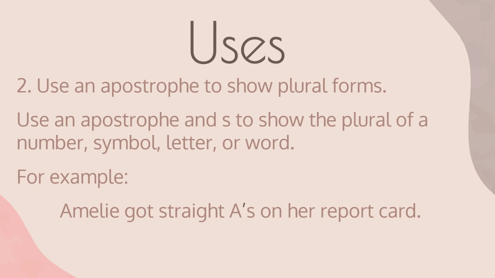You can use an apostrophe to show plural forms. Use an apostrophe and s to show the plural of a number, symbol, letter, or word. For example, Emily got straight A's on her report card. It could be he got straight B's on his report card.